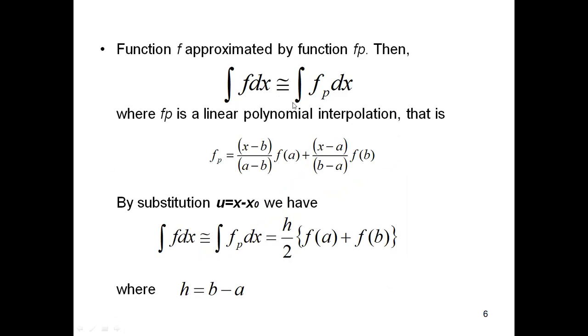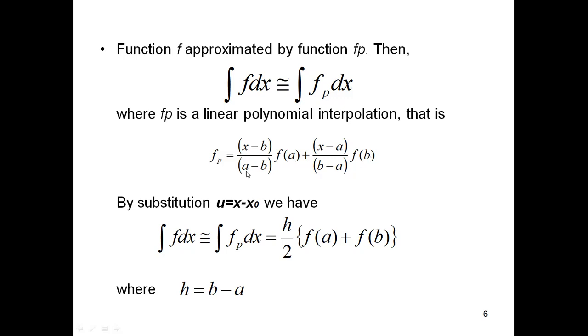Congruence meaning it's more or less the same as. So the value of the integral of the function f is more or less the same as the value of the integral of the function f sub p, where f sub p is a linear polynomial interpolation that is, so this is your f sub p. Now (x minus b) all over (a minus b) times the function of a, or that is the value of the function if a is substituted to the variable. Then you have (x minus a) over (b minus a) times the function of f of b.